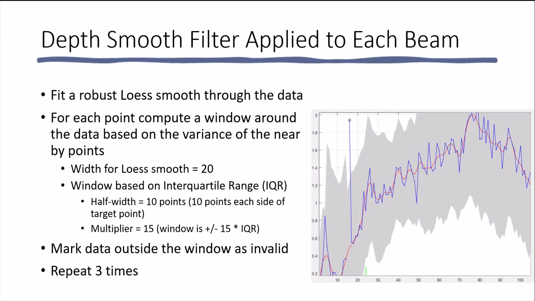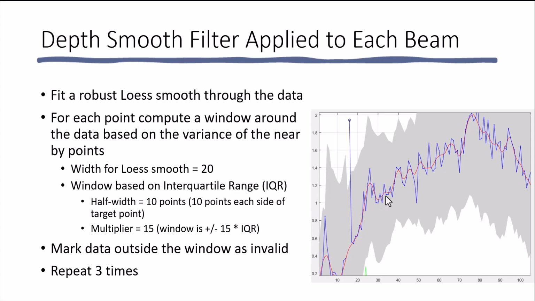Before we look at the depth tab, I'd like to begin by describing the smooth filter, which we've mentioned in both the bottom track and GPS tabs as a filter that is not turned on by default and is generally not needed. However, this smooth filter is the primary filter used to evaluate the depth and identify invalid depths. And this filter is applied for each beam independently. So first, a robust LOESS smooth is fit through the data. In this case, this is the red line that you see in the graph, the blue line being the actual measured depths.